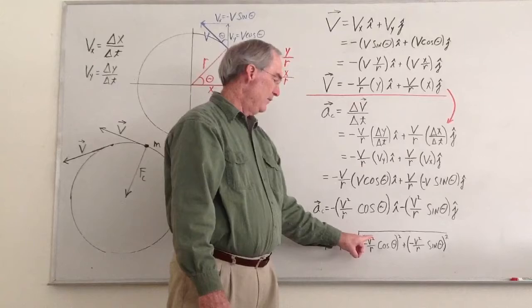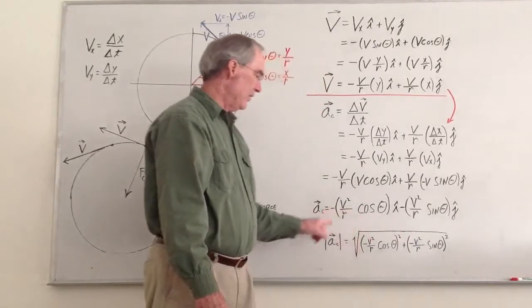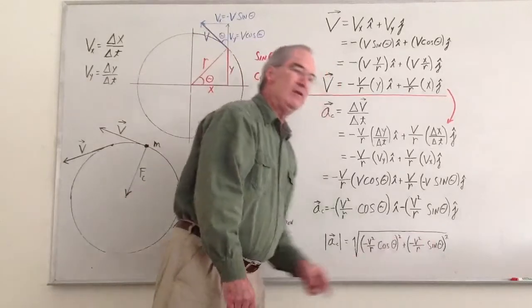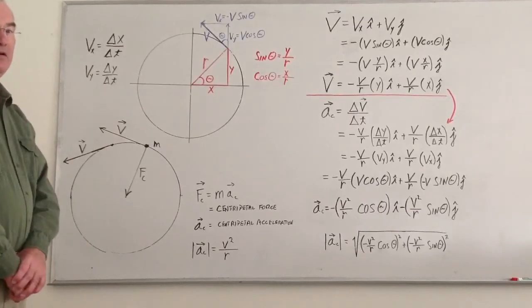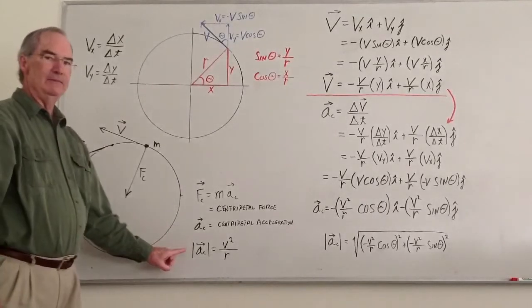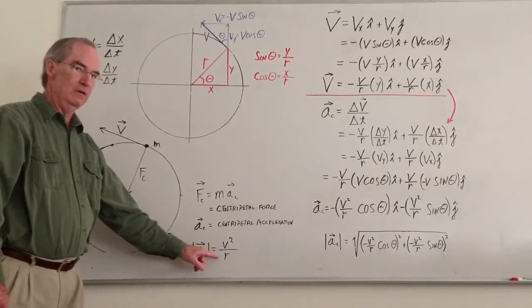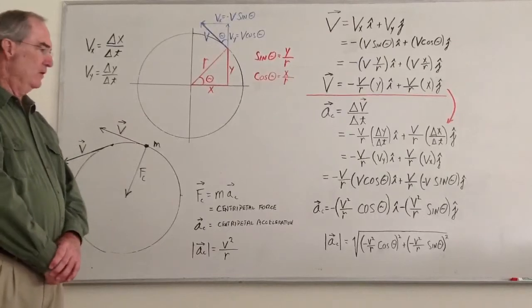Interestingly, v squared over r squared factors out, and you can bring it out from under the radical. It just becomes v squared over r. What will be left underneath is sine squared plus cosine squared, which is 1, an old trig identity. So we have it. The magnitude of the centripetal acceleration is v squared over r. The magnitude of the centripetal force is m v squared over r.